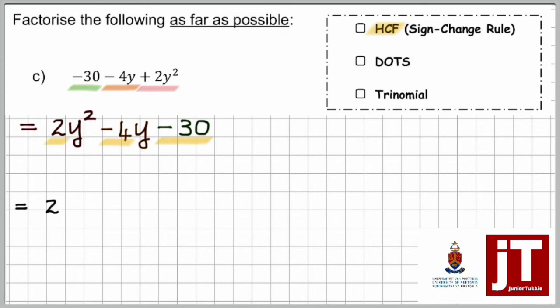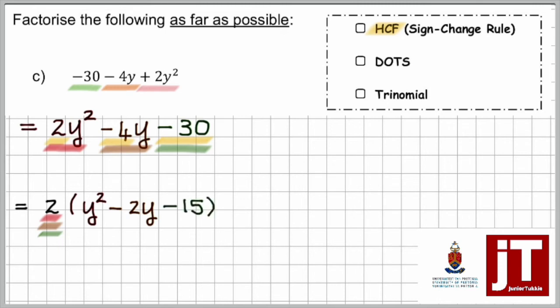Now that we have the highest common factor, we take the first term and divide it by the highest common factor so that we are left with y squared. We take the second term, negative 4y. We divide that by the highest common factor, and we are left with negative 2y. And then we take the last term, negative 30, and we divide that by 2, and we are left with negative 15. We have now taken out the highest common factor, and we can move along that list.